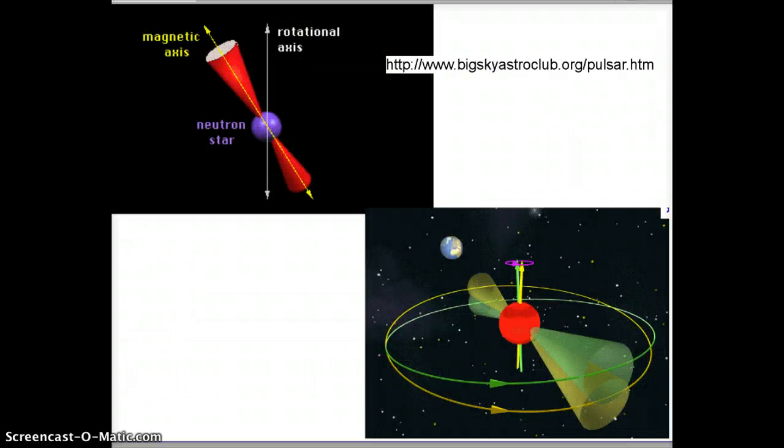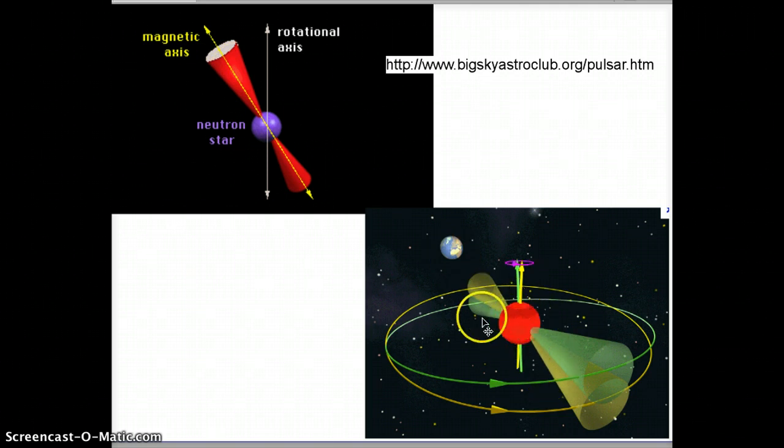So just again, here's a sort of picture of it. You might also want to go to this website. This has a nice little simulation that you can watch. But here's the neutron star. It's rotating around an axis like this, so it's going sort of clockwise or counterclockwise, around like that. And this cone is where the light is coming out. That's the magnetic axis.